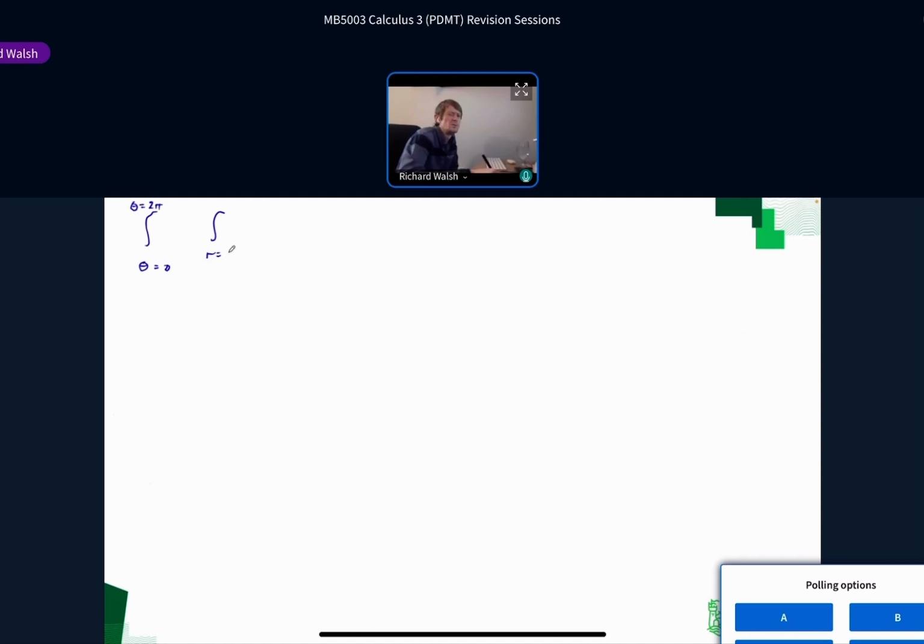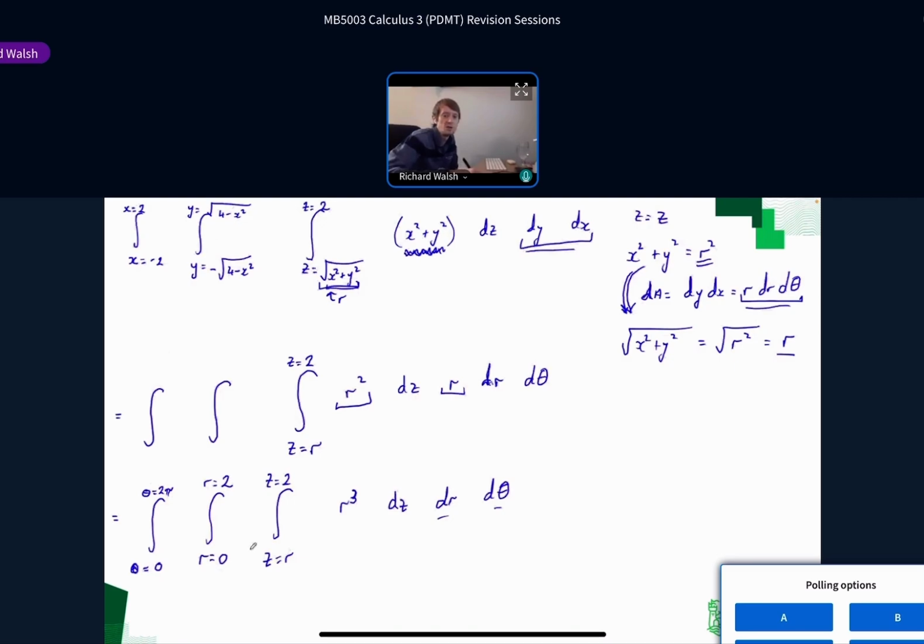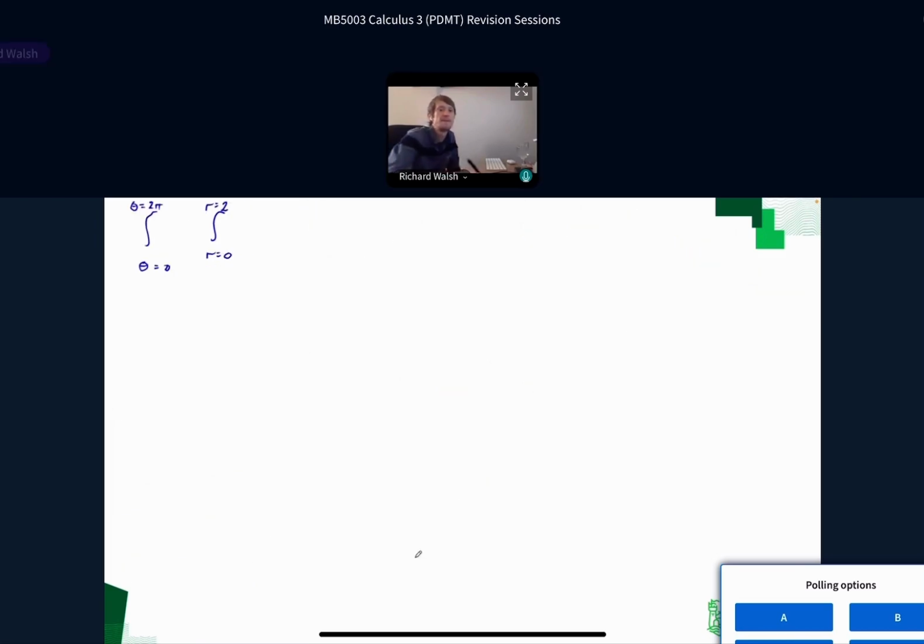r was between 0 and 2. And we'll integrate r cubed with respect to z first. So our first integral is with respect to z. So I'm going to treat r as a constant. So integrate 5 with respect to z, you get 5z. Integrate r cubed with respect to z, you get r cubed z. And I have limits of z equals r up as far as z equals 2. And I still have dr d theta at the end.